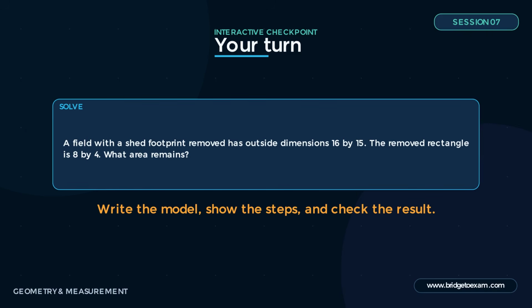Now it's your turn. A field with a shed footprint removed has outside dimensions 16 by 15. The removed rectangle is 8 by 4. What area remains? Write a formula or relationship before calculating, then use the next 6 seconds to finish your reasoning.